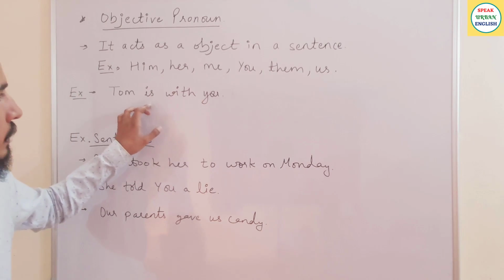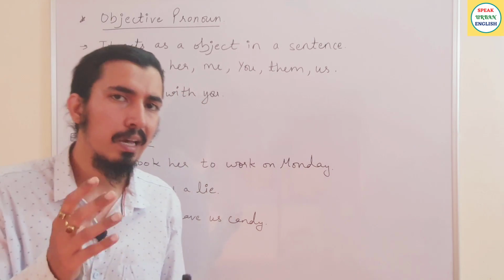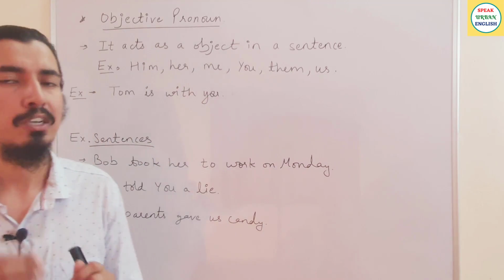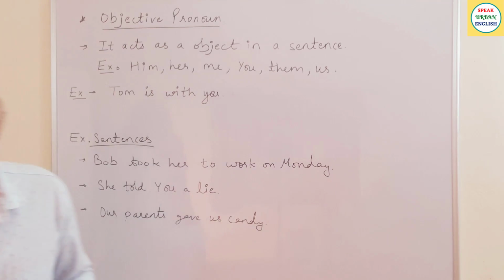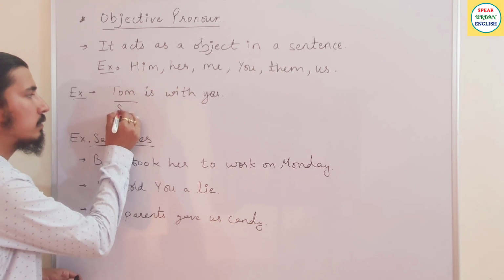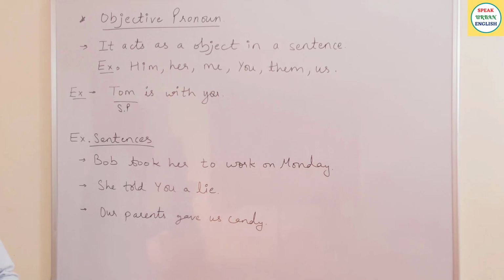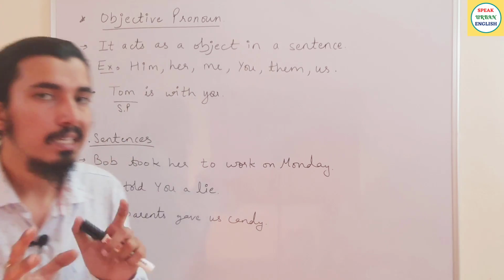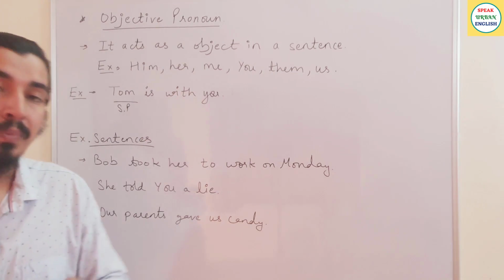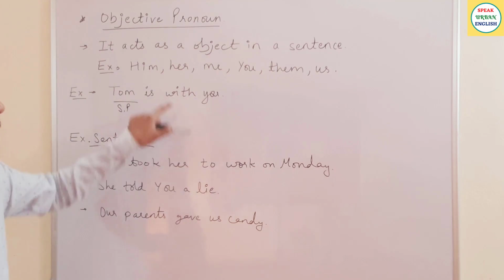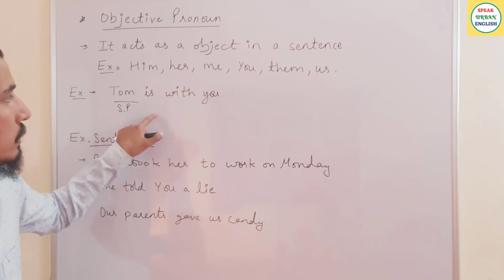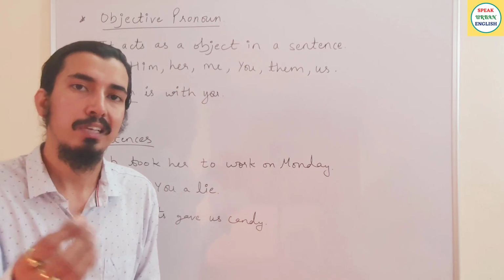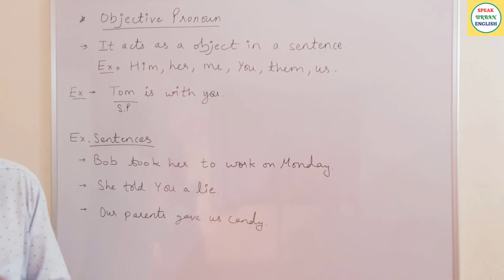If I say Tom is with you, Tom is the name of a person. Tom is a boy. In this sentence, Tom is the subject, and with you, it's an objective pronoun. Here you is used as an object in this sentence. So here I will not use he or she. What I will use is you. So, Tom is with you, because you is used as an object and Tom is the subjective part here.